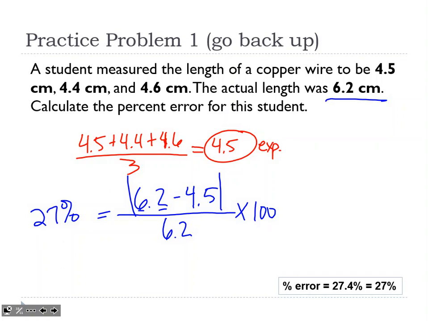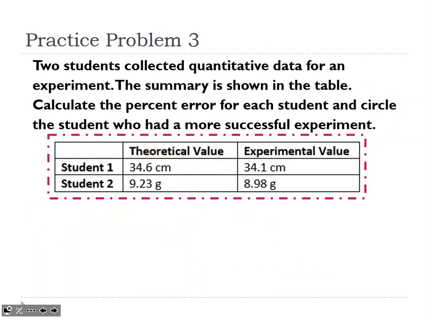One more practice problem. You have 2 students here that collected quantitative data for their experiment. Calculate the percent error for each and circle the student who has the more successful experiment. That means the lower error. We want the lower error, correct, exactly right. All right, I'm going to set mine up as well here. Student 1.